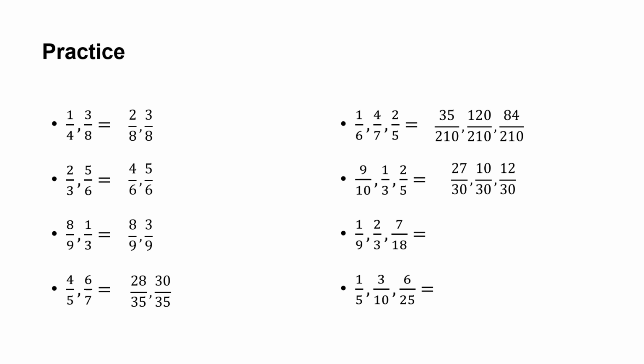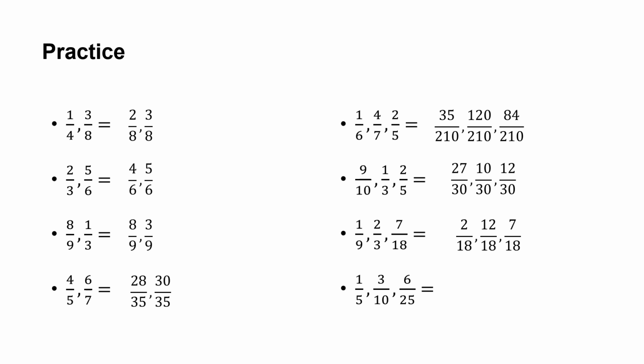Next, the last three, I'm just going to read out the answers. So we have 9/10, 1/3, and 2/5. This becomes 27 over 30, 10 over 30, and 12 over 30. We have 1/9, 2/3, and 7 over 18. So the lowest common denominator here is going to be 18. So we then get 2 over 18, 12 over 18, and 7 over 18.